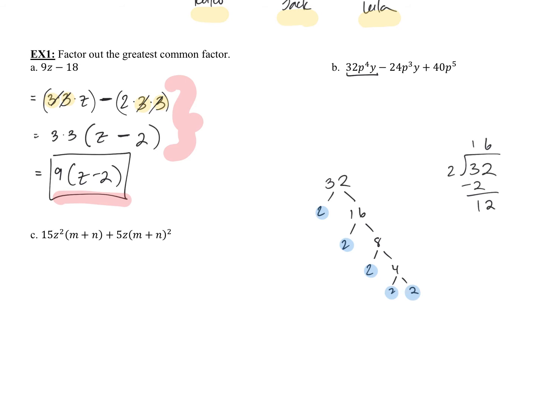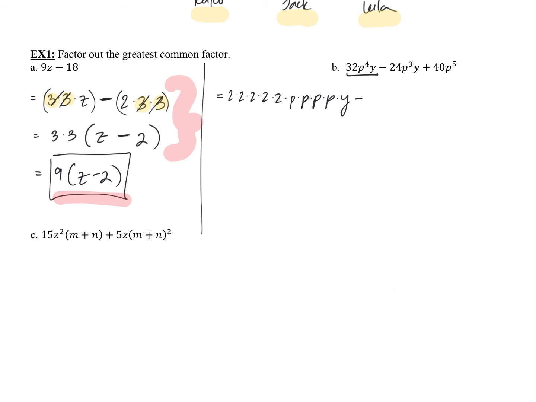Let me actually block off the area so we can work on the problem. So this is going to equal 2 times 2 times 2 times 2 times 2. There are 5 2's. And then we have the p's: 1, 2, 3, 4 p's, and then 1 y. Minus. All right, what do we have next?